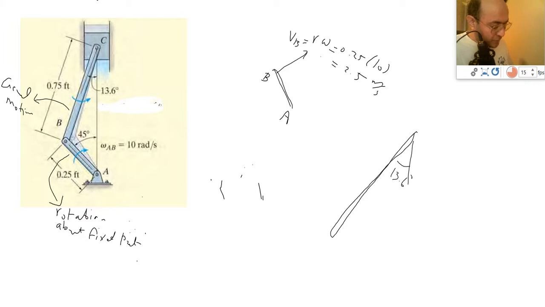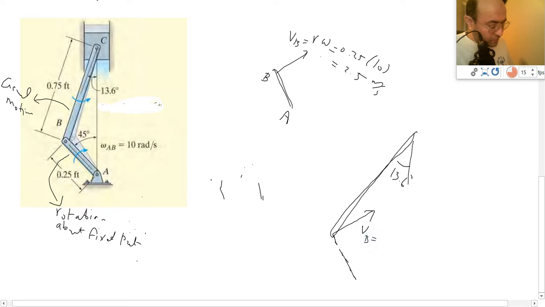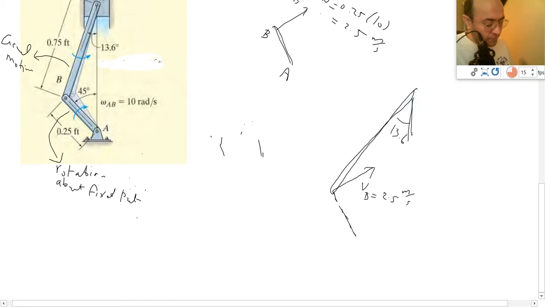Then velocity at location of B, I know that if I look into AB, which looked like this, the velocity at this point was in this direction. That's velocity of B, which is equal to 2.5 meters per second. Velocity of C direction-wise, we talk about that velocity of C is going to go all the way up.